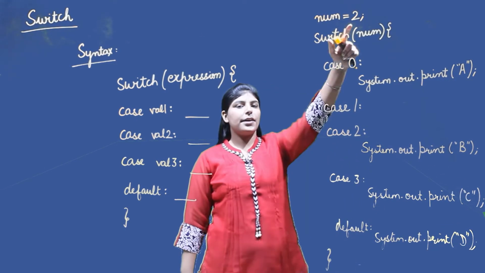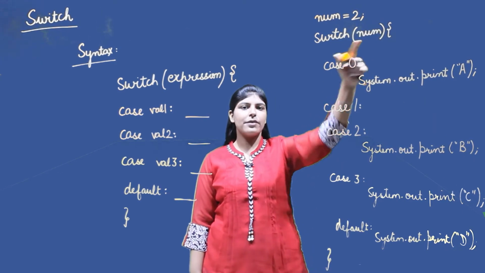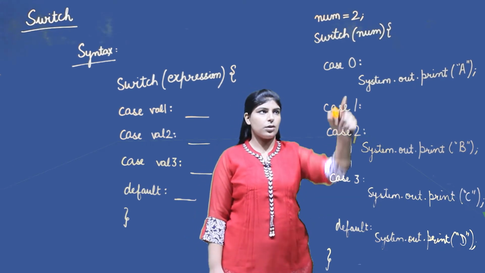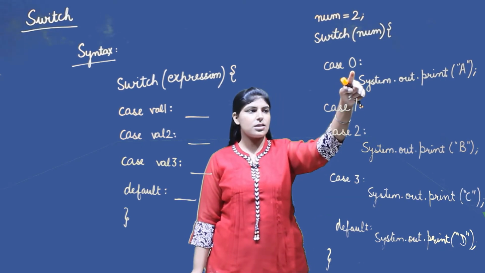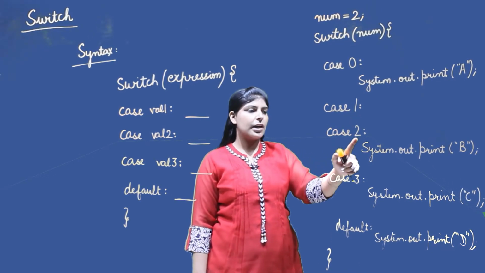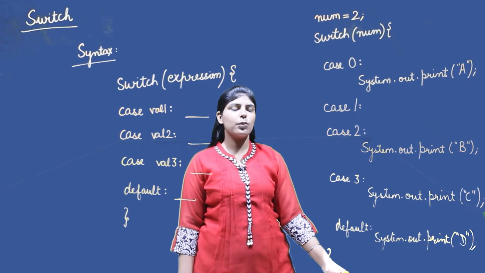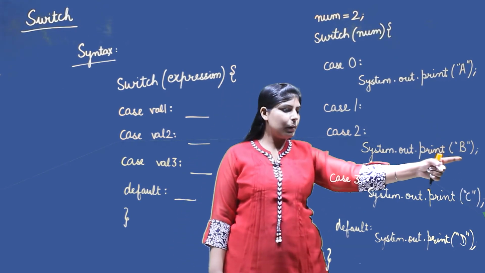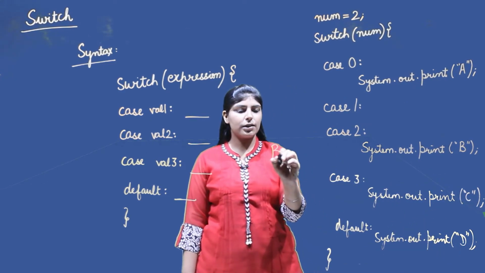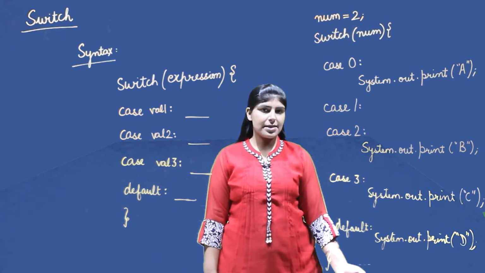Now let's see the output. The number value here is 2. So in the switch I am switching number. Whenever the case value is 2, all the statements below it will get executed. First I have case 0, this does not match. Then I have case 1, this again does not match. Next I have case 2, this matches. Now all the statements below it will get executed. So B will be printed, C will be printed, and D will be printed. So the output in this case will be B, C, D. So all the statements below that case get executed.